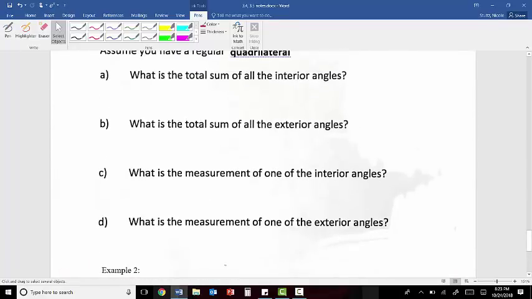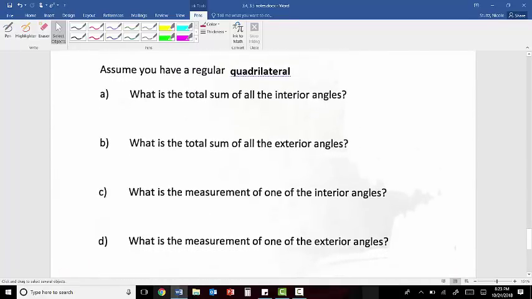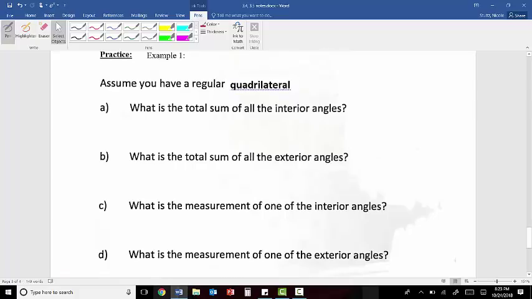So we're just going to do a couple examples here. It says, assume you have a regular quadrilateral. So that means that you have a 4-sided figure. All the angles are the same, and they're going to be 90, so I'm going to draw boxes ahead of time. And all the sides are the same. So actually, it would be a square.